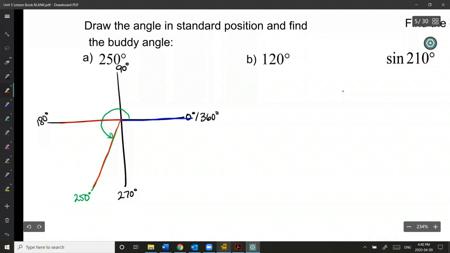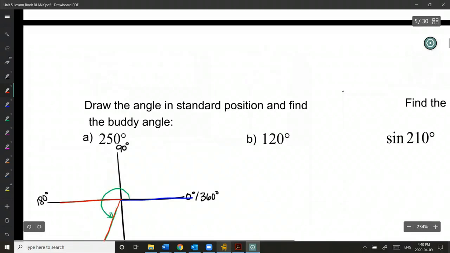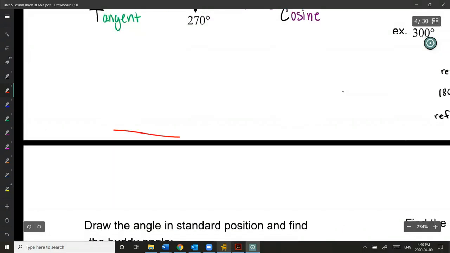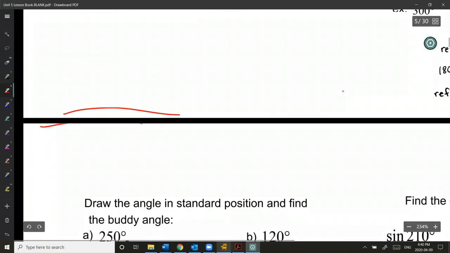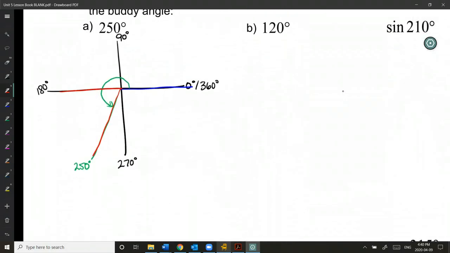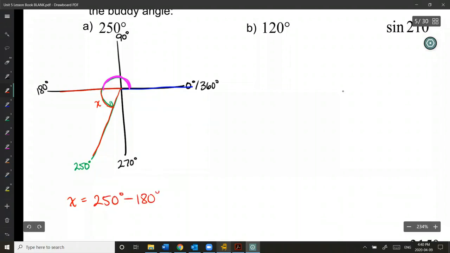The way that I can find this, and if you use your summary above, that's basically what the summary above is telling you, is by taking my angle and subtracting this piece of the rotation. Now this piece is 180 degrees. That's going to leave me with this remaining slice, x. So I'm going to find x by doing 250 minus 180. And that's going to give us 70 degrees.